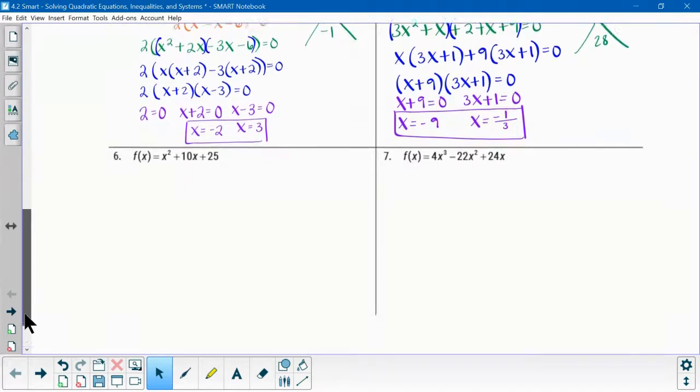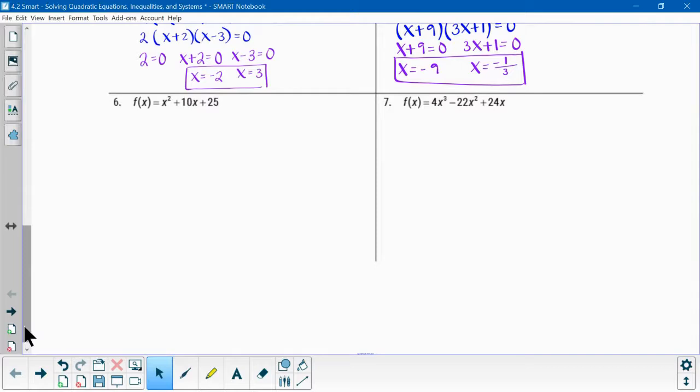For number 6, I'm going to do the same thing. The only difference here is I do not have a 0 on one side. If you are asked to solve, that means you are looking for an x-intercept. So what we're going to do is take f of x and plug in y equals 0. So it's just going to be 0 equals x squared plus 10x plus 25.